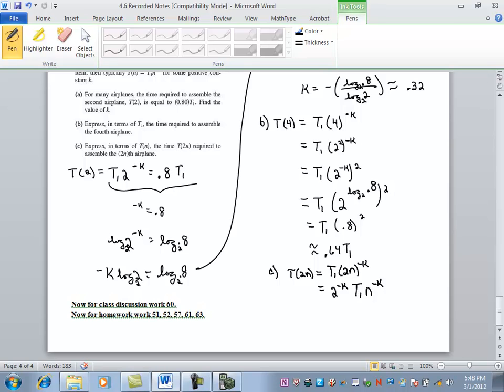Well, we've been down this road before. We know that this works out to be 2 raised to the log base 2 of 0.8 times T of n, and so this gives me 8/10 of the time it takes to produce the nth airplane.